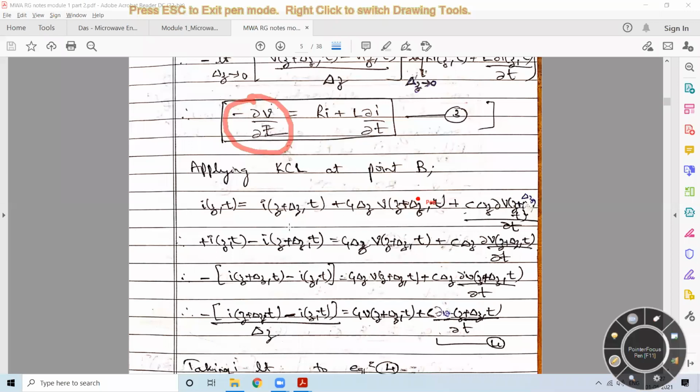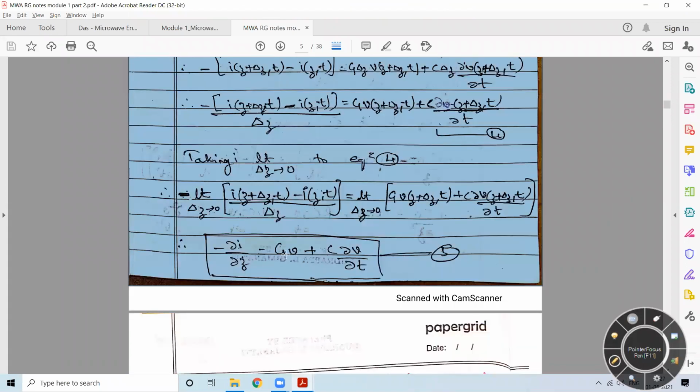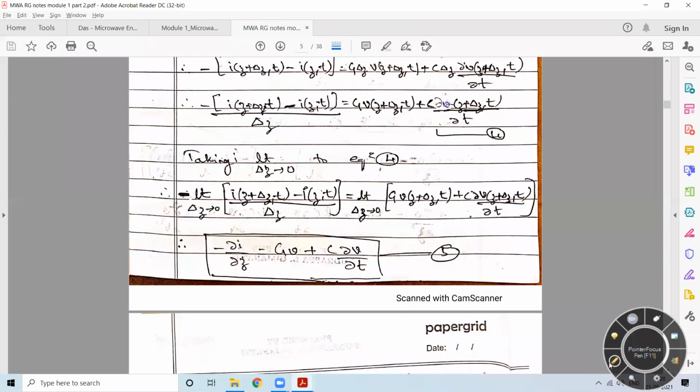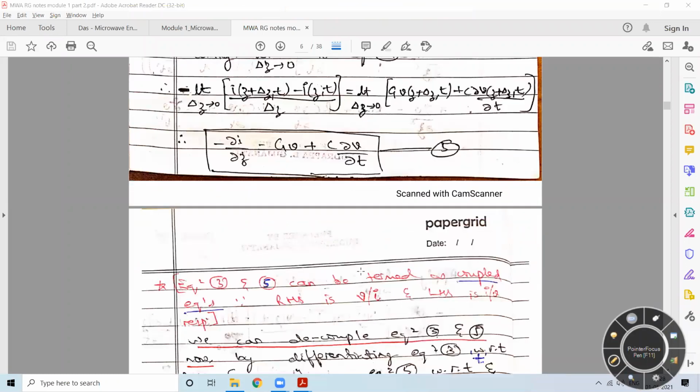Similarly, here if I want to replace this parameter, already I know what ∂V/∂z is. I can replace it with this parameter. So first I convert this one into ∂V/∂z. How do I do that? I consider this equation and differentiate it with respect to z. So I'll have ∂²I/∂z², which is equal to G into ∂V/∂z plus C into ∂²V/∂z∂t. So in this case, I'll be having these two equations.